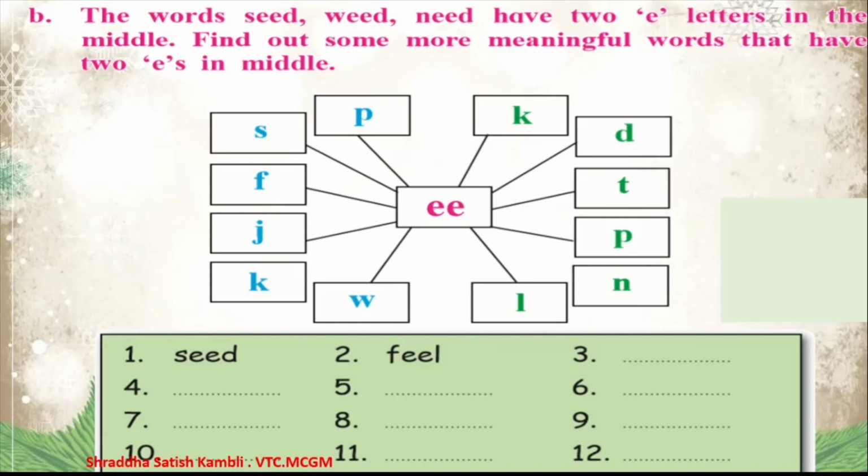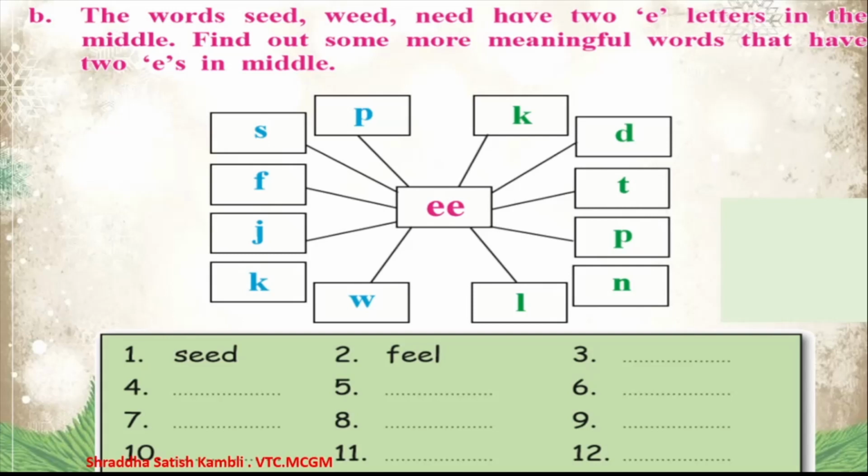The words seed, weed, need, they have 2 letters, that is E is written twice in the middle. So from this particular image, you are supposed to find out more meaningful words that have 2 E's in the middle. So come on, let us see 2 examples they have already given us. The first one is seed. Then you have feel. That means the double E in the middle is going to remain the same. You have to change the first letter and the last letter.